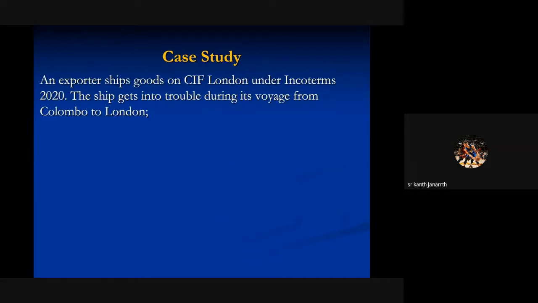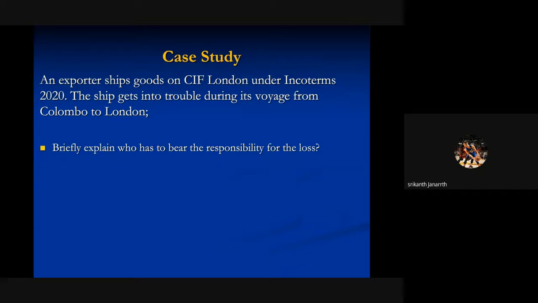Okay, so we have a small case study. I think we have 10 minutes, so we can try these questions. An exporter shipped goods on CIF London under Incoterms 2020. The ship gets into trouble during its voyage from Colombo to London. So the exporter shipped the goods CIF London, which means the exporter has taken care of cost, insurance and freight up to London port. While the vessel is going on the sea from Colombo to London, the vessel got into trouble. Briefly explain who has to bear the responsibility for the loss.